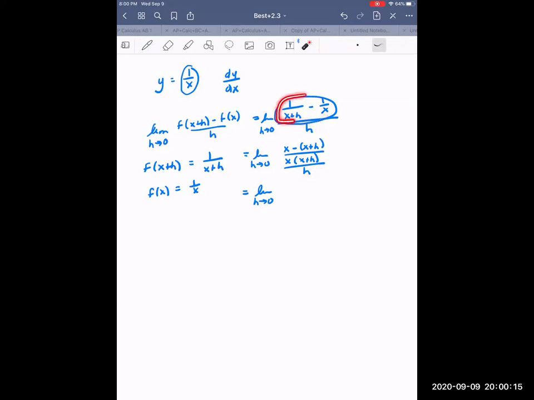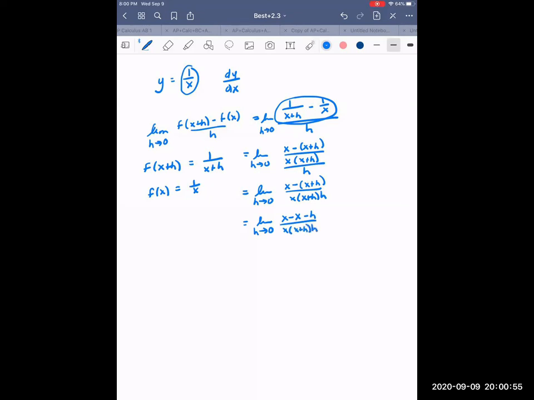Now this is all in a numerator, so you notice this is all in a numerator over h. However, the denominator in the numerator can drop down to this denominator. So what we can write this as is x minus quantity x plus h all over x times x plus h times h. And if I simplify the numerator, then what I'm going to have is negative h over x times x plus h times h.